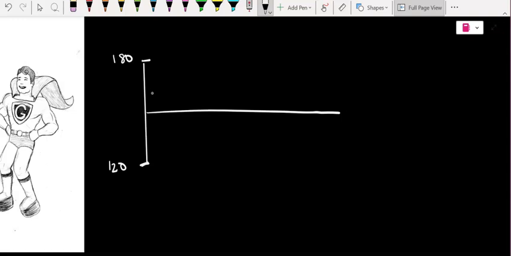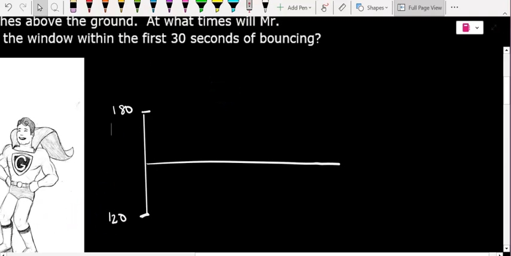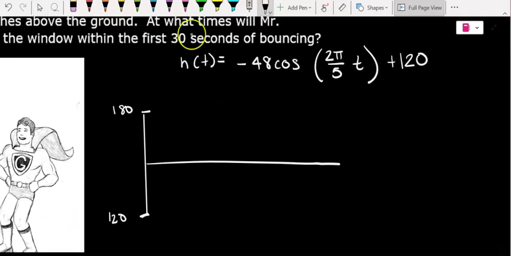Now, the equation that we have is as given, where the height is a function of time, so as our time progresses, our height is going to change. They're related to each other. And it gives me this negative 48. Now remember that that's going to be your amplitude, so that's telling you that you're going above and below whatever the midline is by 48. And in this case, our midline is 120, okay?